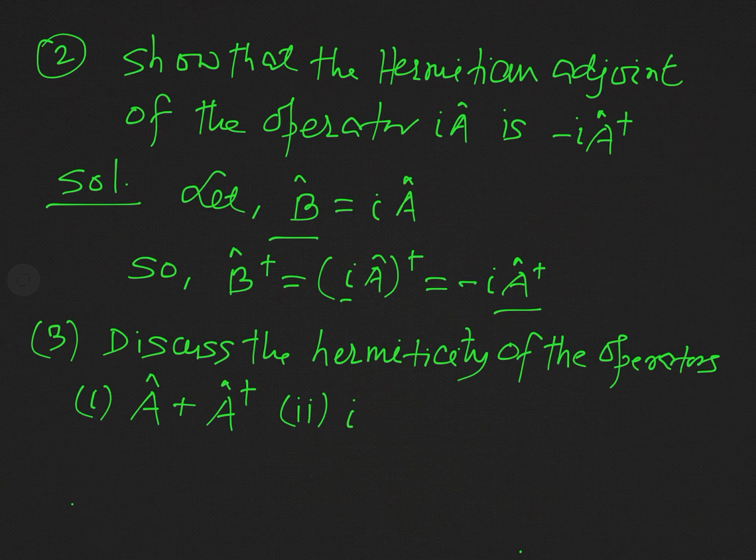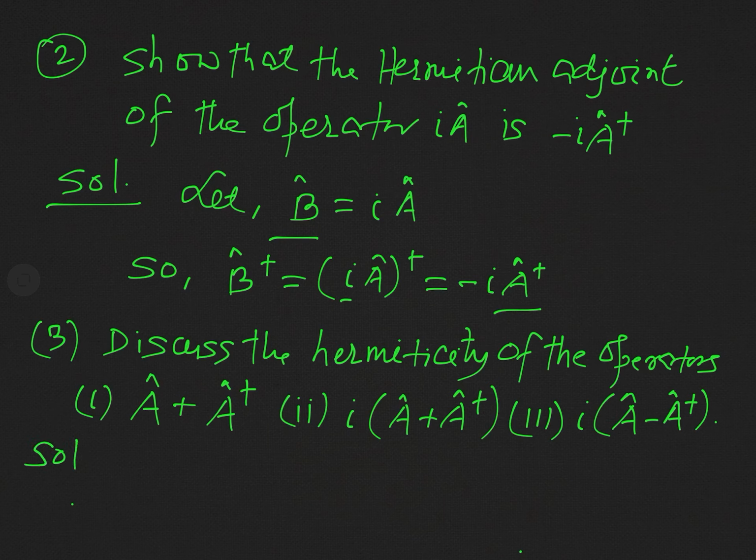Number 2, i times A hat plus A hat dagger. And number 3, this is i times A hat minus A hat dagger. We have to test the hermiticity of these operators. It means we have to find whether these operators are Hermitian or not. So let us solve this problem.